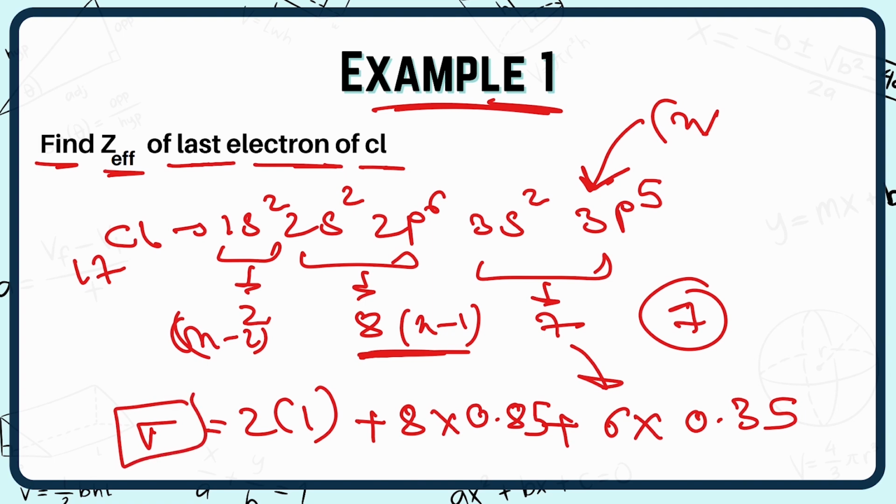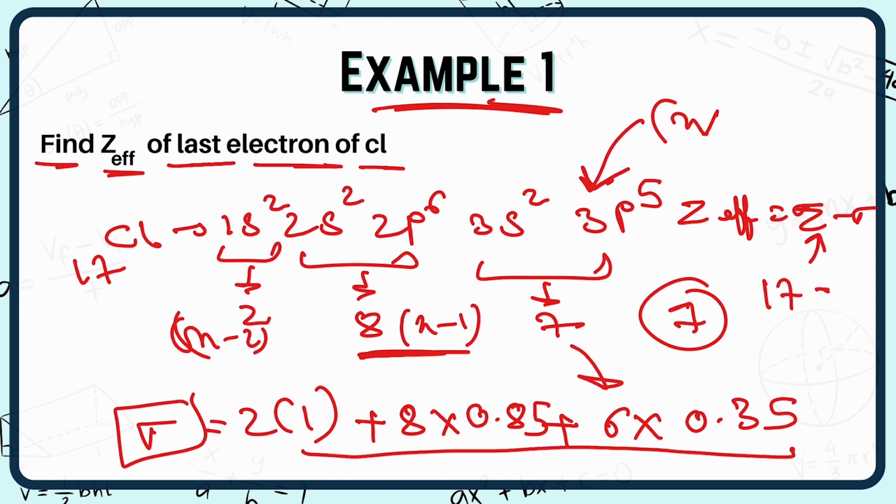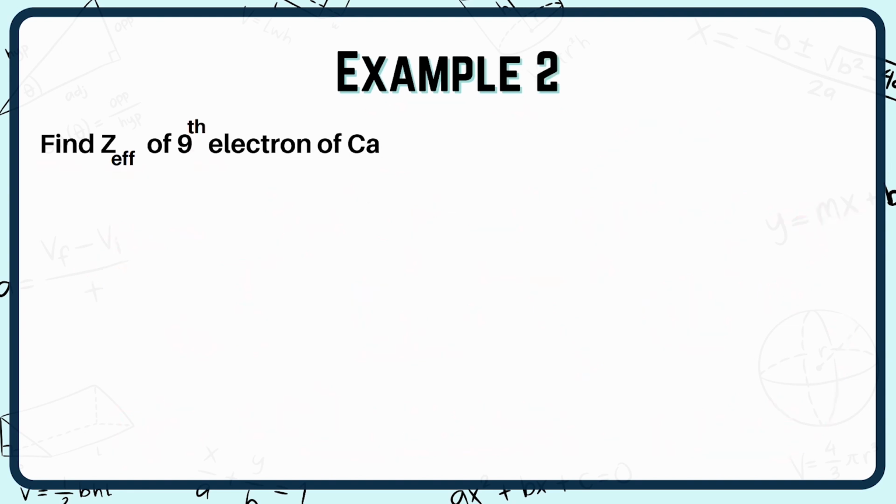Now we already know that sigma is equal to what? Z effective is equal to Z minus sigma. So we know what Z is. Z for chlorine is 17, and sigma we'll calculate from this. Just put it here, you will get your Z effective. I'm not doing it. It is very easy. Do it on your own. Got it? Got the question? Let's move on to the next example.